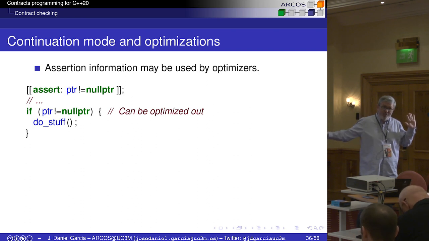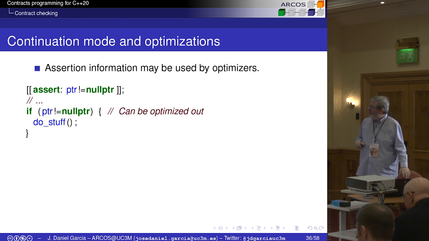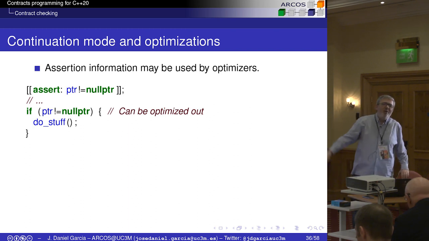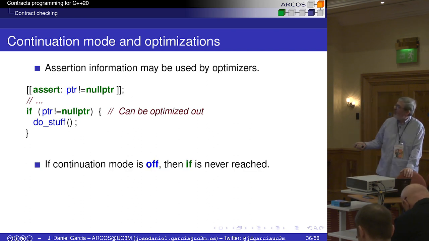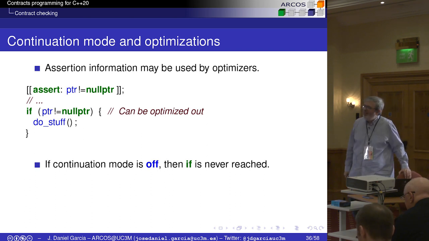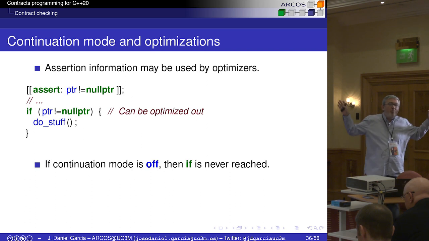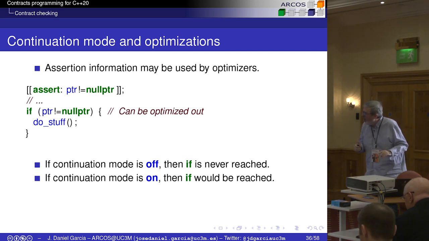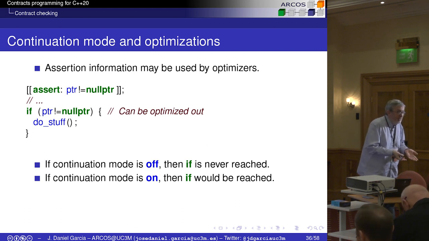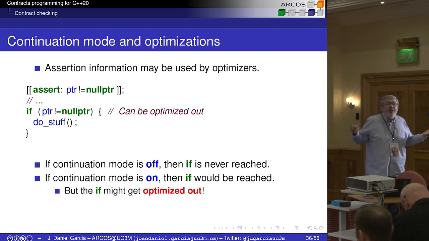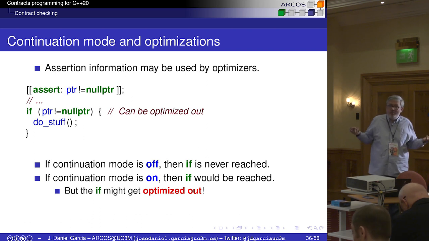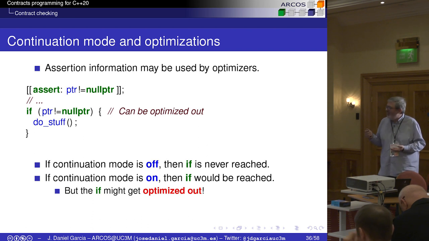You want to see the rest of the slide or ask the question now? Okay, yes. Make it equal to null, one of them, sorry. Now, if the continuation mode is off, then the if statement is never reached, so no problem at all. If the continuation mode is on, then I would reach the if statement. Now, it might be the case that the whole if has been optimized out, and I would never execute it.